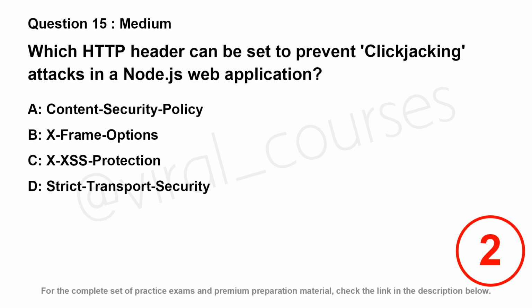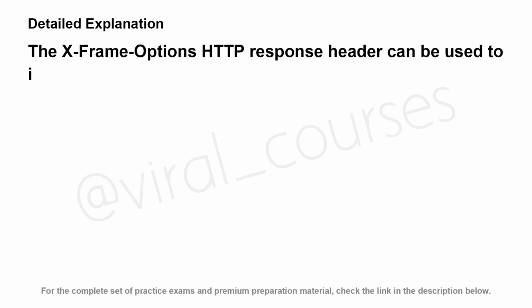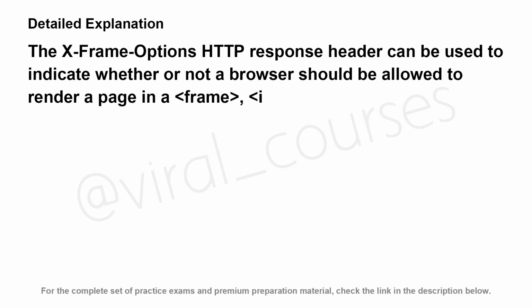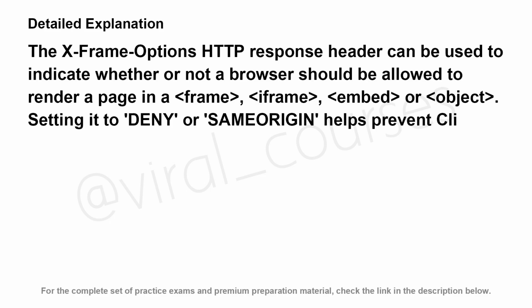The correct answer is B. The X-Frame-Options HTTP response header can be used to indicate whether or not a browser should be allowed to render a page in a <frame>, <iframe>, <embed> or <object>. Setting it to DENY or SAMEORIGIN helps prevent clickjacking attacks.